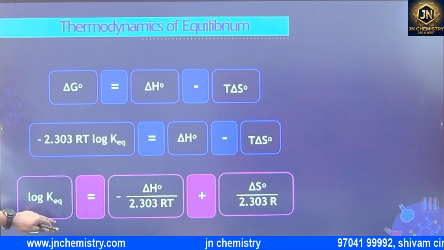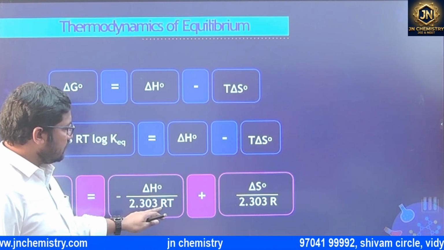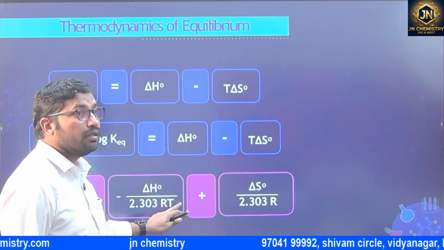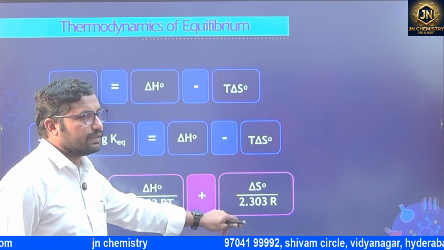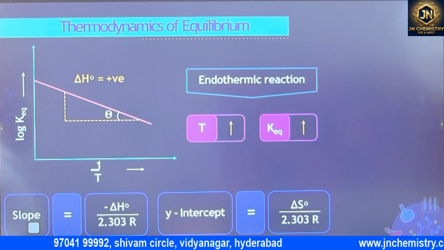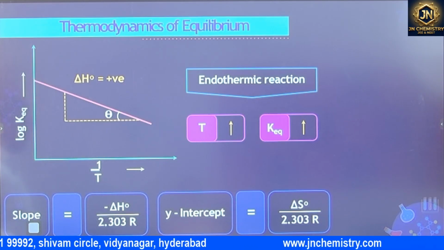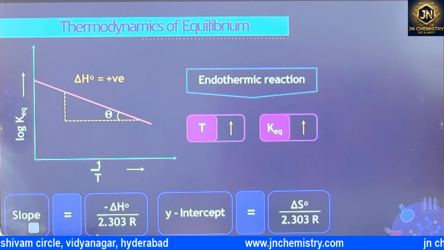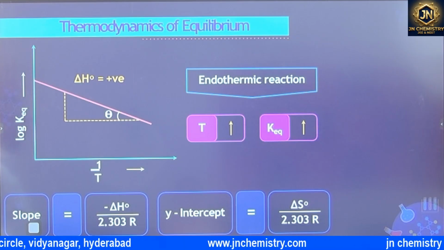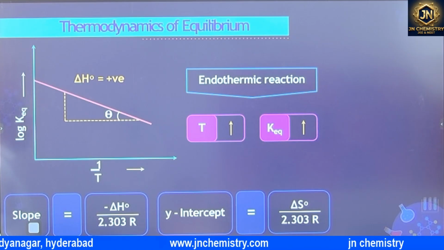So this one, y = mx + c, where c is the intercept, ΔS°/R. The slope is −ΔH°/2.303R. Okay, write it down.